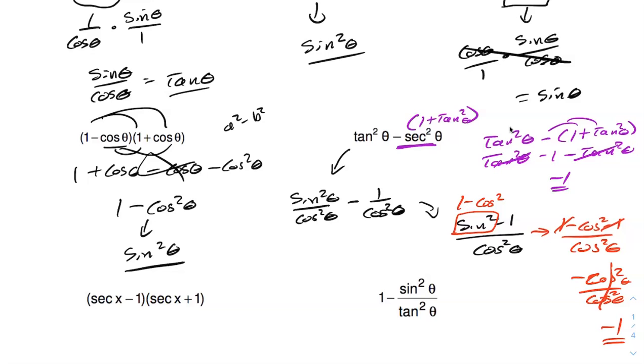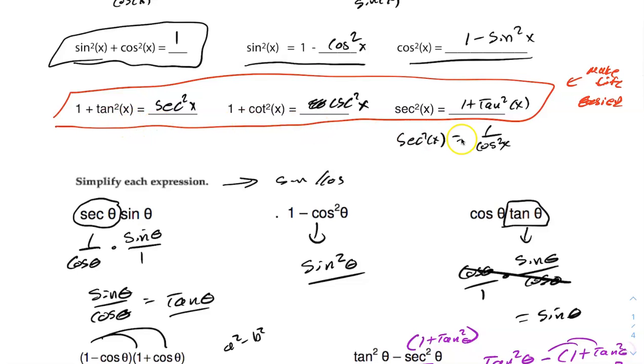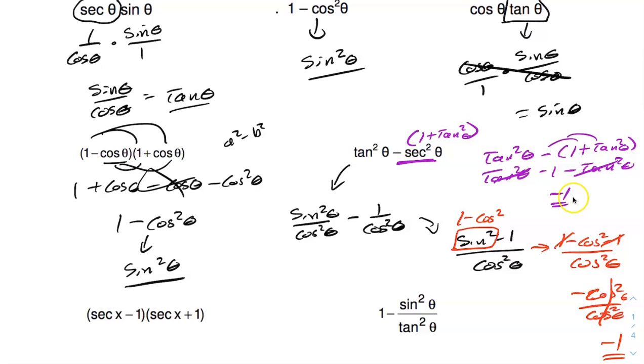So much shorter. So again, there's multiple ways to do each of these problems. If you're just used to changing to sine and cosine, this is probably the best way to do it. If you get really comfortable with these identities here, they're kind of like the shortcut to all this. So sometimes it makes your life a lot easier.